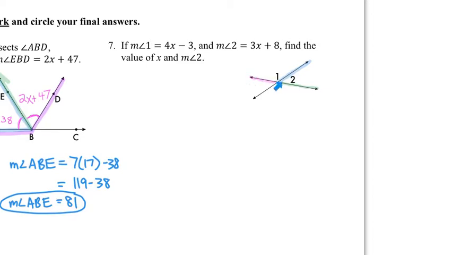So the pink line and the green line here are opposite rays. So it forms 180 degrees. So you have to know that. You have to say, hey, that's a linear pair.